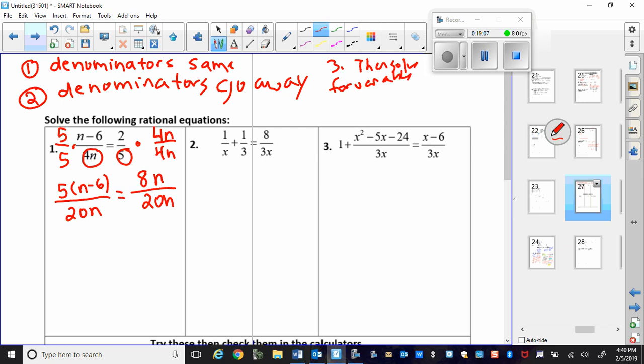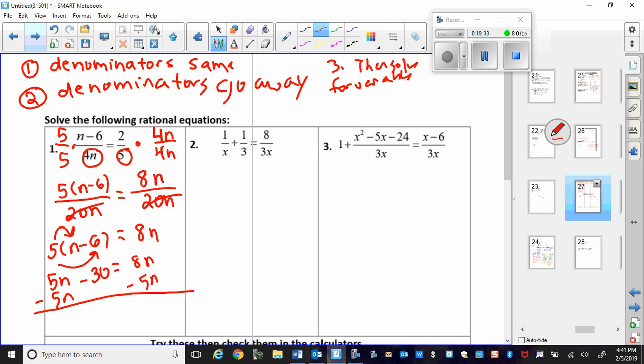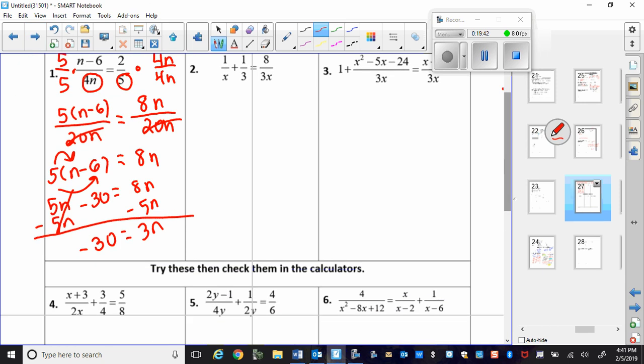Right? So when they're the same, they just go away. And I'm left with 5n minus 6. So I'm going to have to distribute here, right? And then get n terms on one side and number terms on the other. Right? So subtract 5n's on both sides. I get negative 30 equals 3n's. Divide both sides by 3. And n equals negative 10.